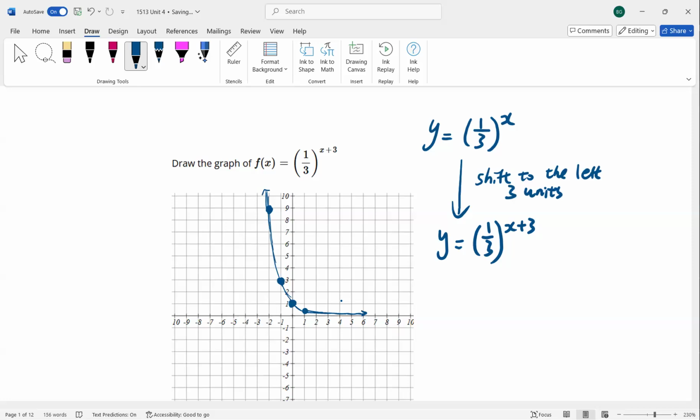Now we need to shift the blue curve to the left 3 units. We have 4 important points on the blue curve, so we're going to shift the 4 blue points to the left 3 units first. This one, 1, 2, 3, is going to be here. And this one, 1, 2, 3, is going to be here. And this one, 1, 2, 3, here. And that one, 1, 2, 3, here. Right? And then you connect those points.